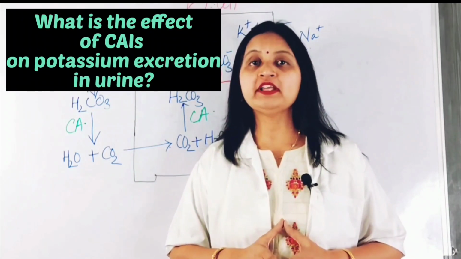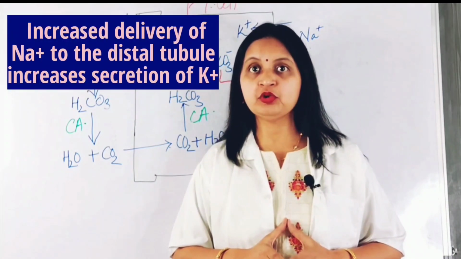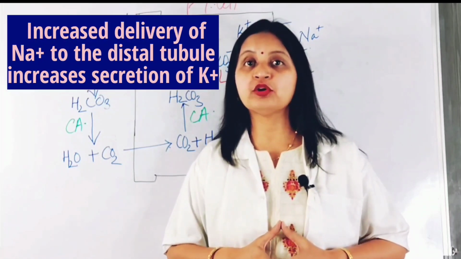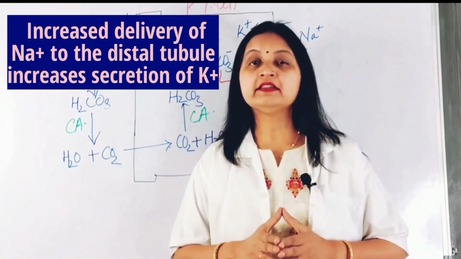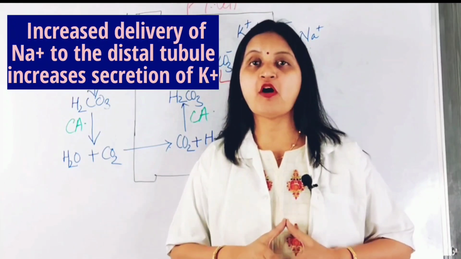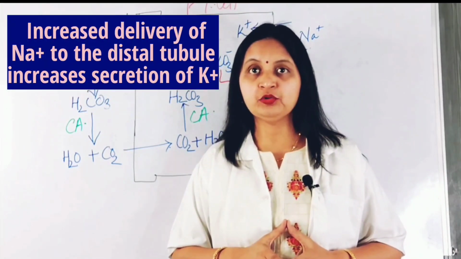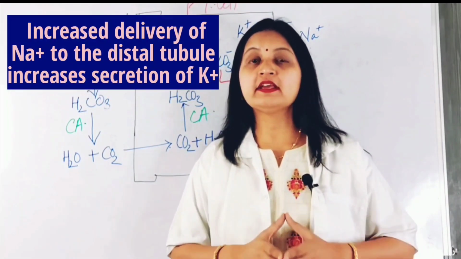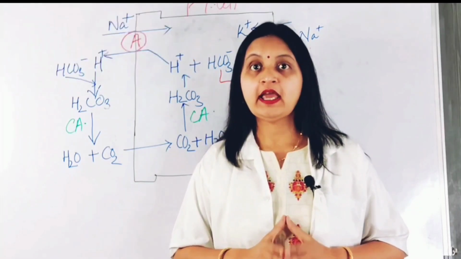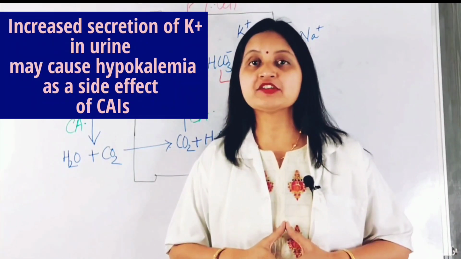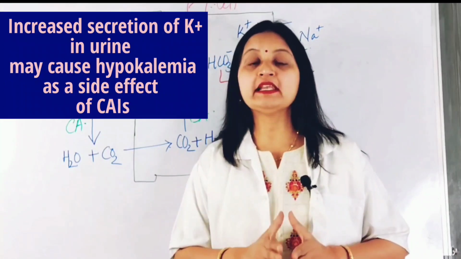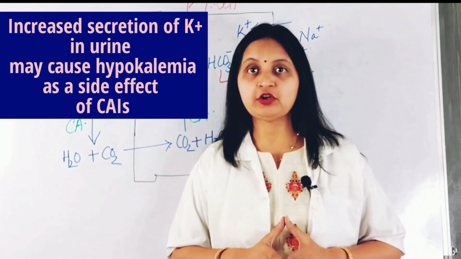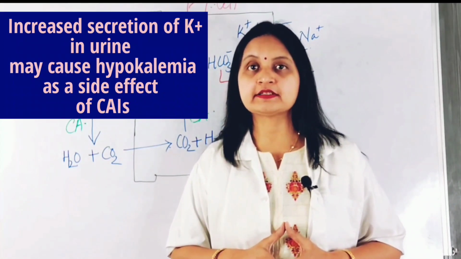The inhibition of sodium reabsorption in the proximal tubule causes increased delivery of sodium to the distal tubule, and this causes increased secretion of potassium into the tubular lumen. Due to increased secretion of potassium in urine, hypokalemia can occur as a side effect of carbonic anhydrase inhibitors.